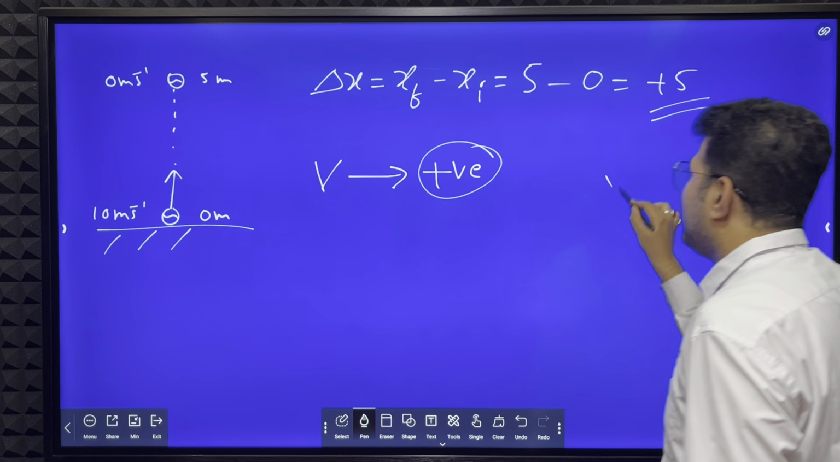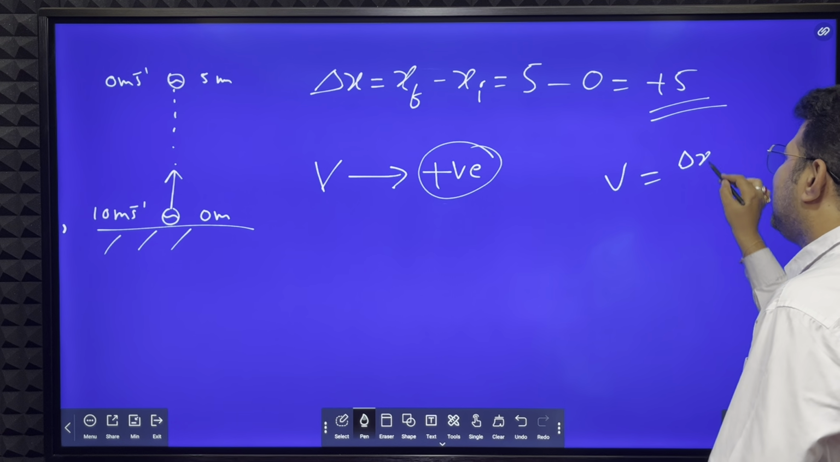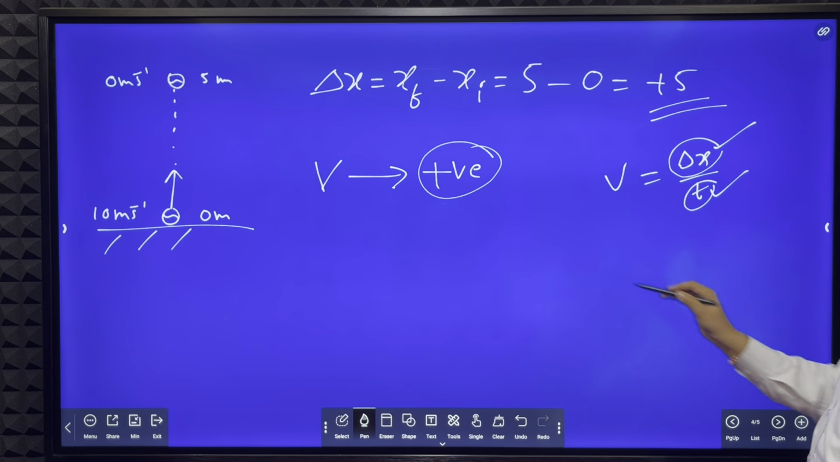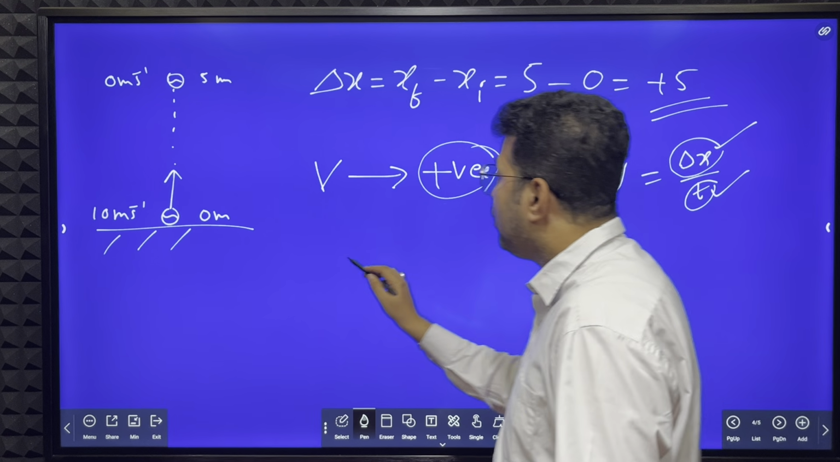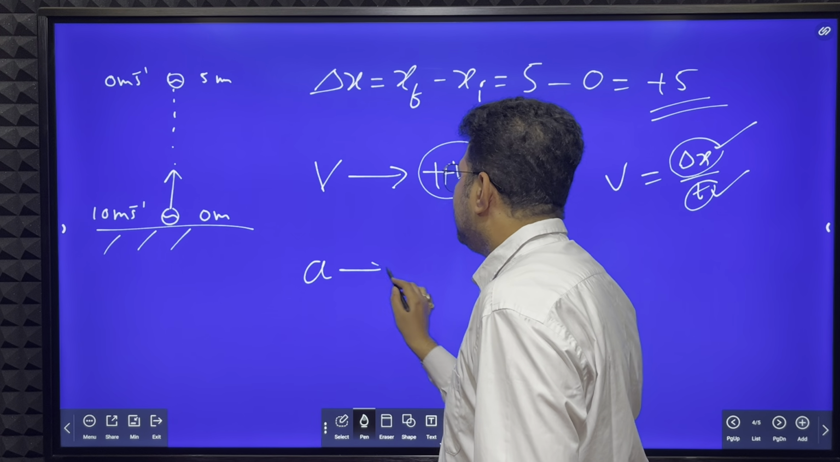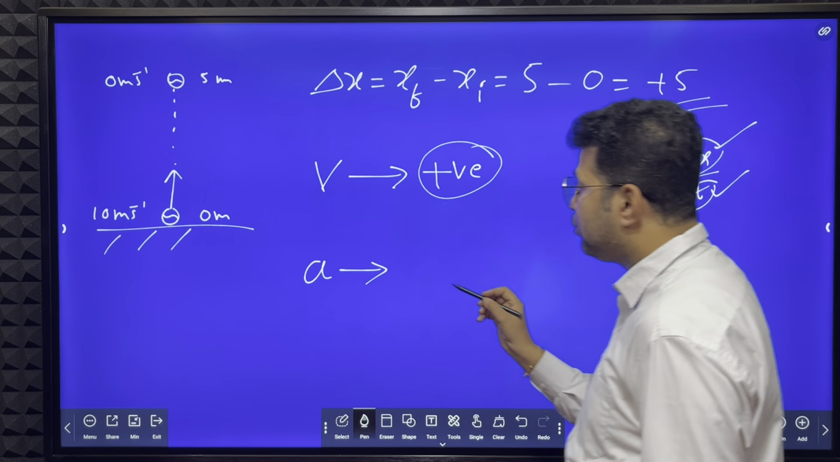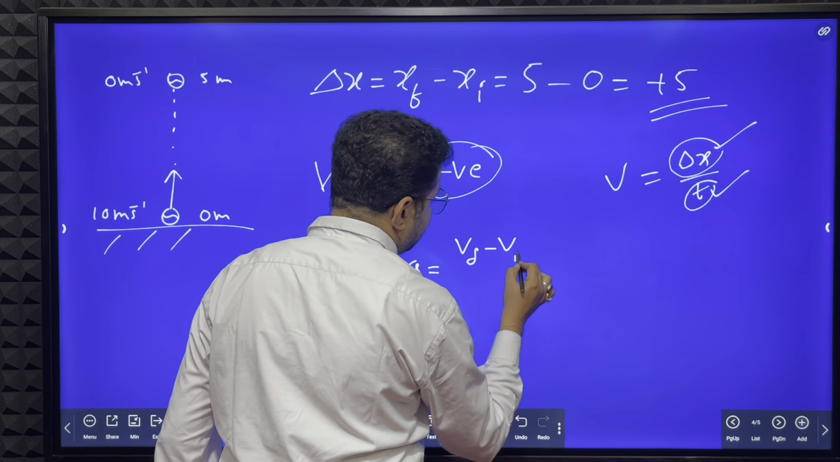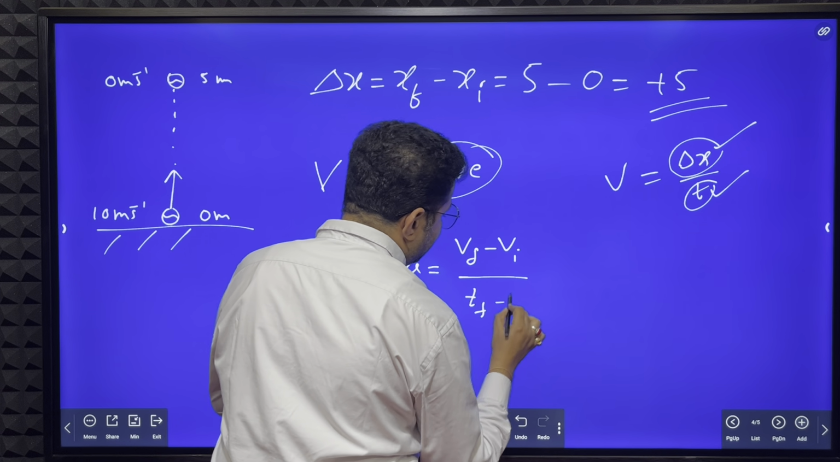Velocity must be positive. Why? Velocity is equal to displacement divided by time. Displacement is positive, time must be positive, therefore velocity must be positive. What about acceleration? Acceleration is equal to final velocity minus initial velocity divided by final time minus initial time.